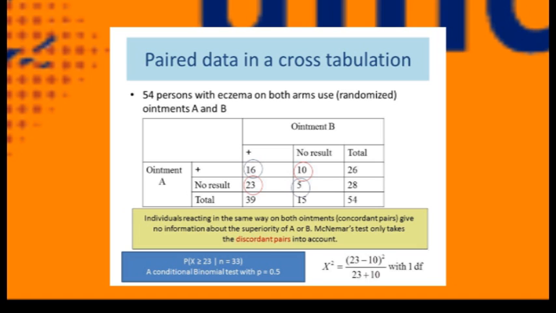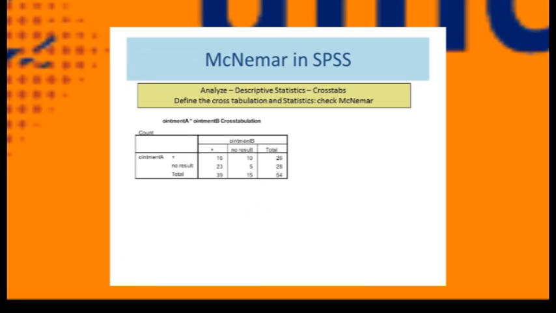There is also a chi-square approximation to calculate this by hand. This is known as McNemar's test, and the formula based on the discordant pairs is given here. If you want to perform McNemar's test in SPSS, you will have to construct the cross-tabulation first. Choose Analyze, Descriptive Statistics, Crosstabs. Drag one variable in the rows and the other in the columns, and choose Statistics and check McNemar.